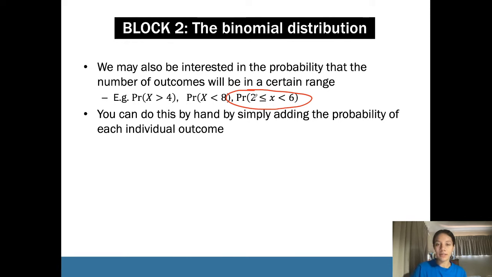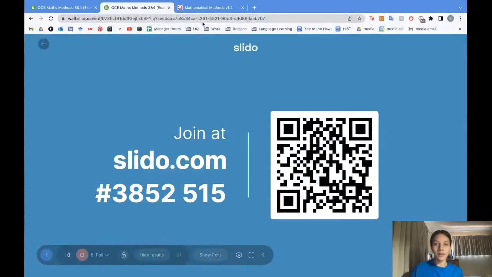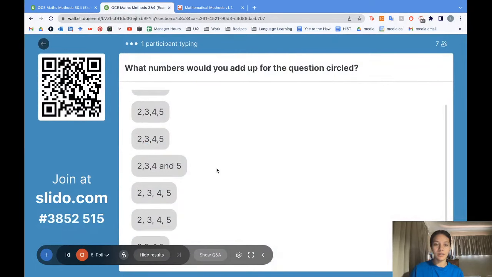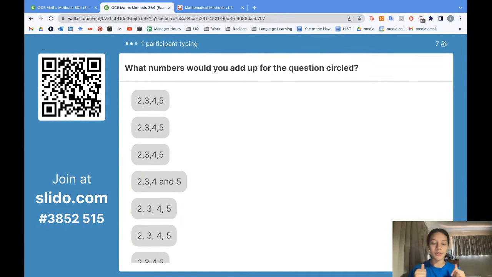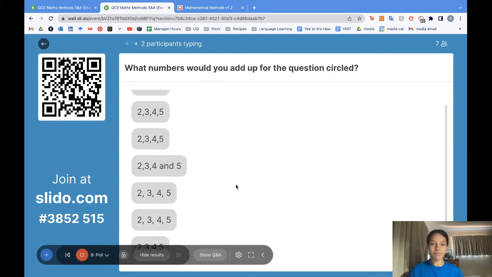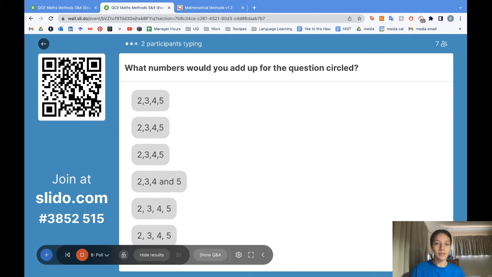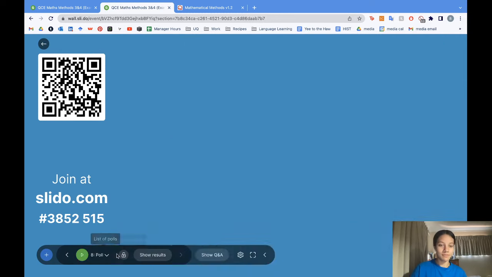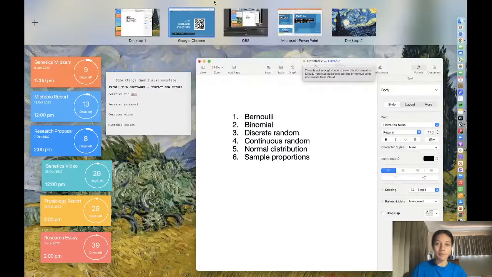So again, for this one here, what probabilities would you add up if it was greater than or equal to 2 and less than 6? Hopefully we've got a couple answers. Nice. Okay, perfect. Everyone's got that down pat. Good. So you would include 2, 3, 4, 5, and then you would not include 6. Really good. You guys are actually killing it today. I will deactivate that poll there.